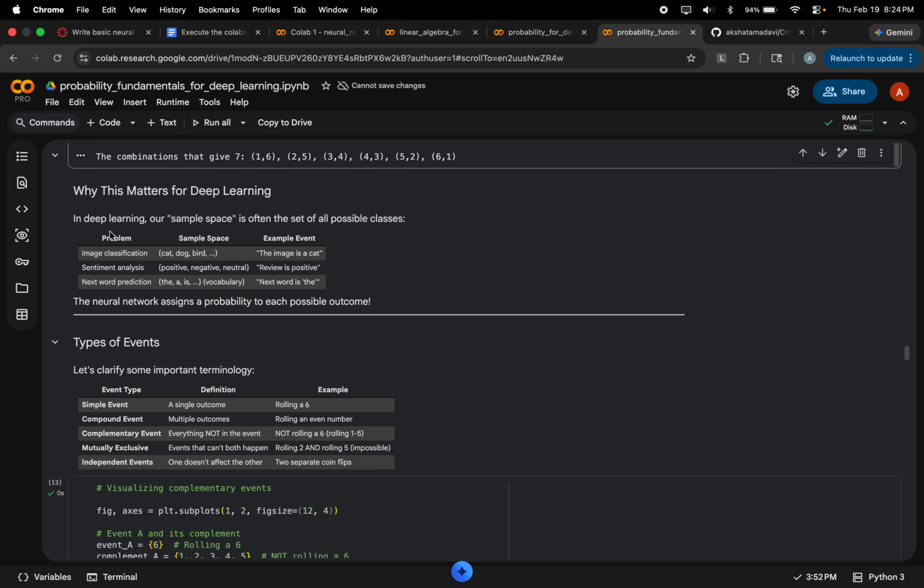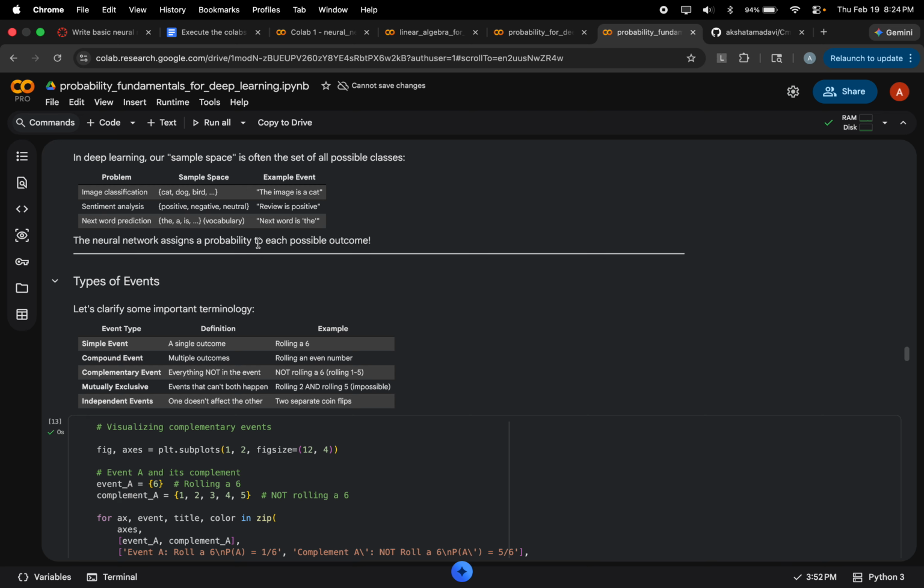So why does it matter in deep learning? In deep learning, our sample space is often the set of all possible classes. Image classification can be a particular class. Sentiment analysis is positive, negative, neutral. Next word prediction is any word from the vocabulary. So the neural network assigns a probability to each possible outcome.